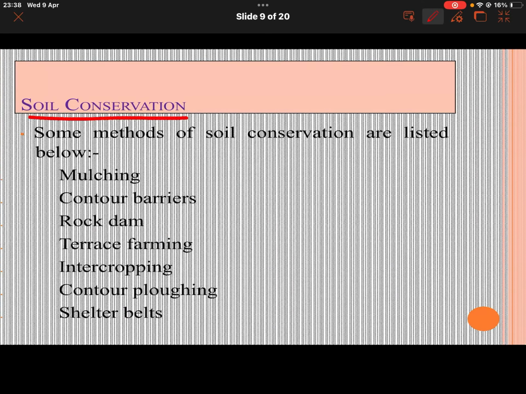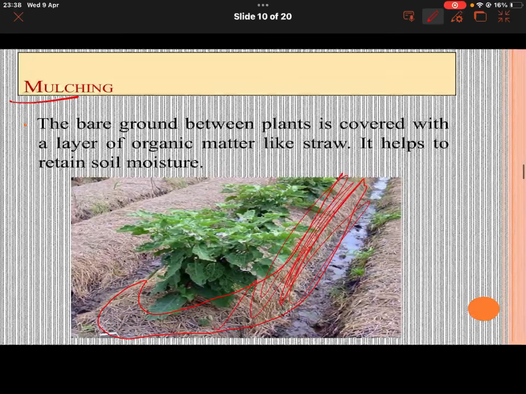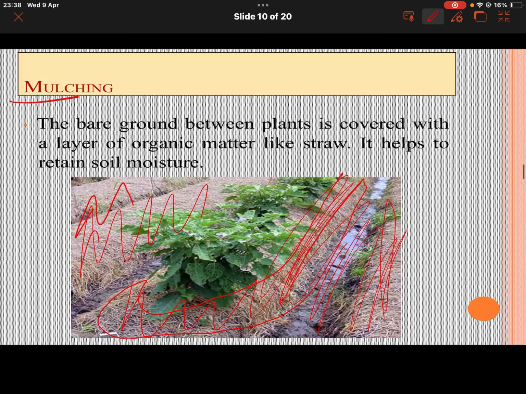Now, soil conservation. Soil conservation can be done by the following methods, which we will see in depth in the following slides. Mulching means covering the bare ground around the plants we grow with straw. By straw, I don't mean the plastic straw, but hay or other small rocks, which will retain the moisture of the soil. The soil which becomes dry has cracks in it, so this organic material will help to retain the moisture.